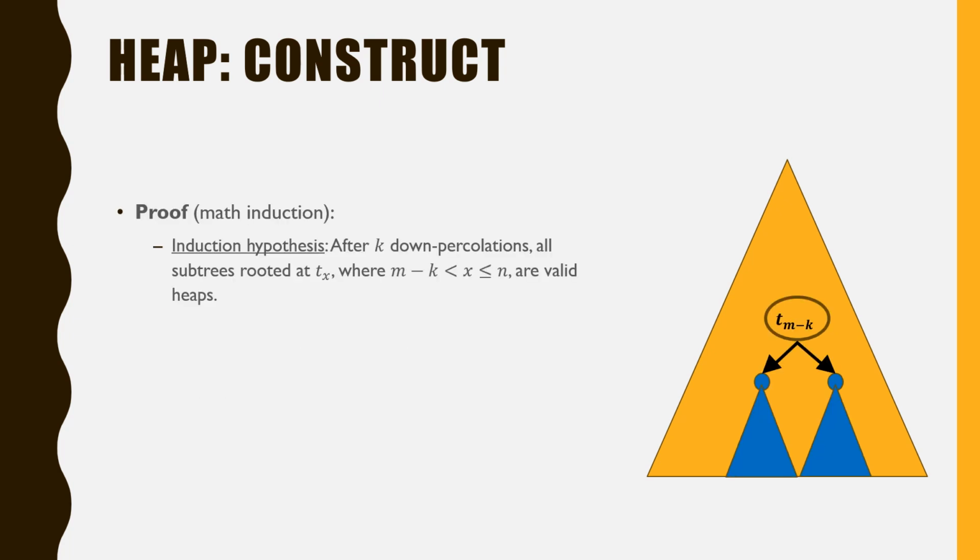Next, we make the induction hypothesis. We hypothesize that after k down-percolations, any subtree rooted at t_x, where x is greater than n minus k and less than or equal to n, will become a valid heap. In other words, we assume that all the blue subtrees shown in the figure on the right are valid heaps after k down-percolations.